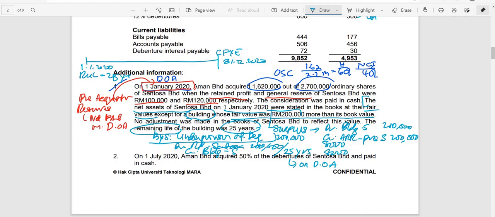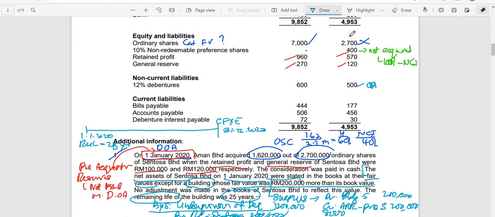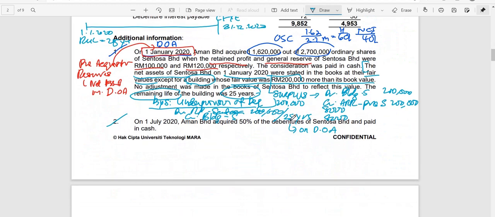That will have to be adjusted in the retained profit of Sentosa when you prepare the schedule. That will be relevant for our calculation of goodwill, so that's why we are doing that first. We also need to check if there is any bonus issue by the subsidiary out of pre-acquisition reserve. That will also impact the share capital, but here there is no bonus issue.